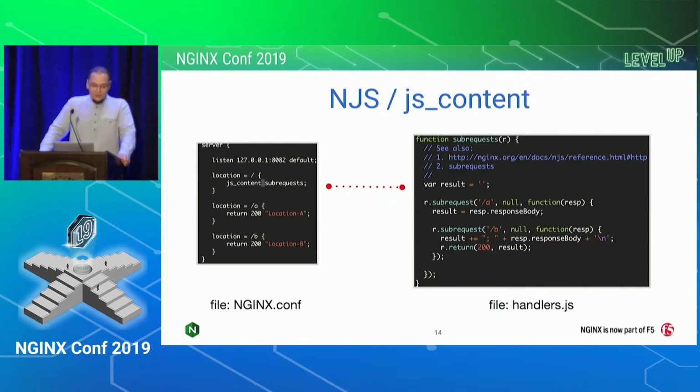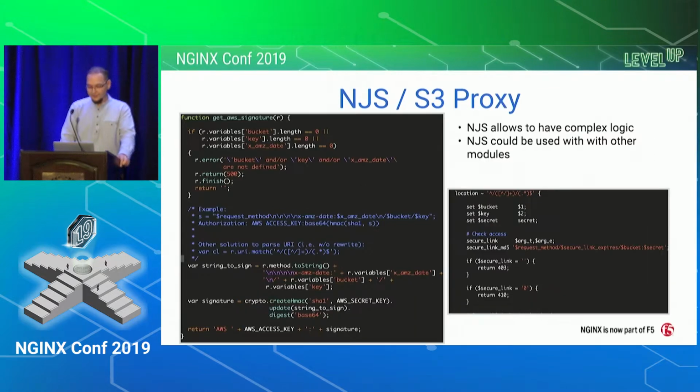Another nice feature is js_content, but I didn't have a chance to use it in production, but I have to mention it. This directive allows you to do some asynchronous things like a subrequest and return some data from a different URL. Here's an actual example. And links to all examples will be at the end of the presentation.